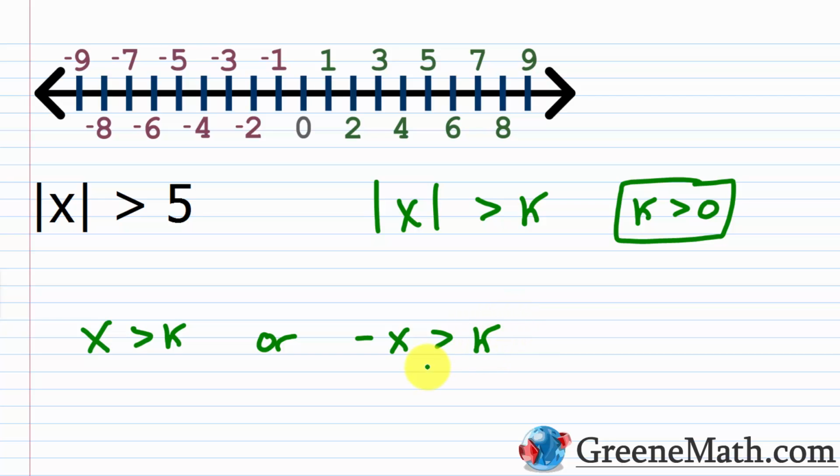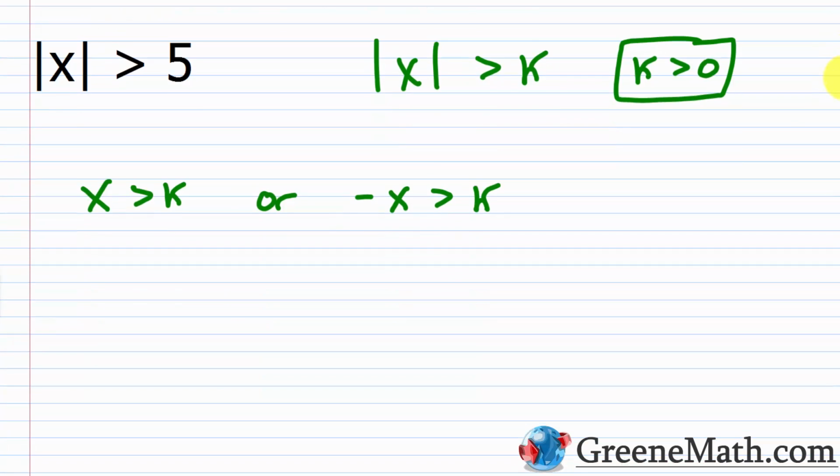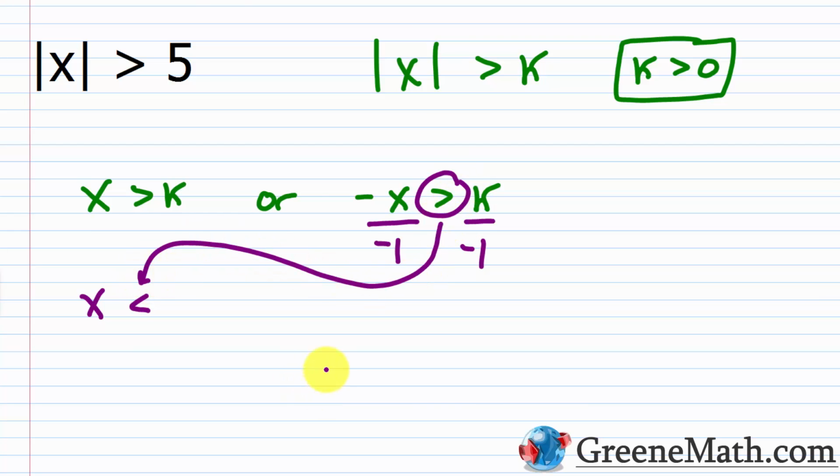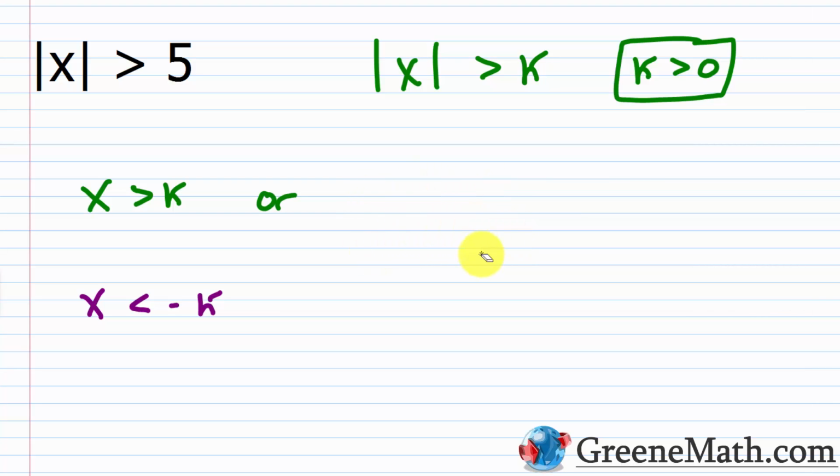Now, what happens here, when you see this in your textbook, what they do is they divide both sides by negative 1 so that it's solved for x. And so you're going to get that x is less than. Remember, if you divide by a negative, you've got to flip the direction of the inequality symbol. So a greater than becomes a less than. And then k over negative 1 is just negative k. So what we see is that x can be greater than k, or x can be less than negative k. Okay, so this is what you're going to see.